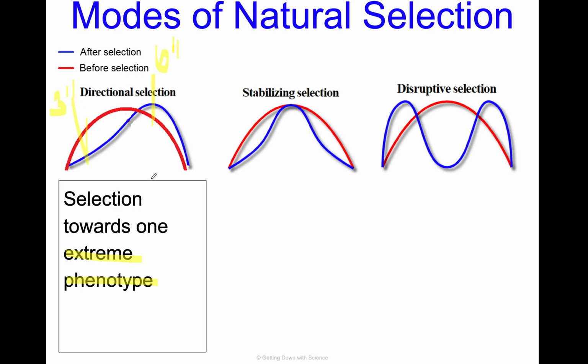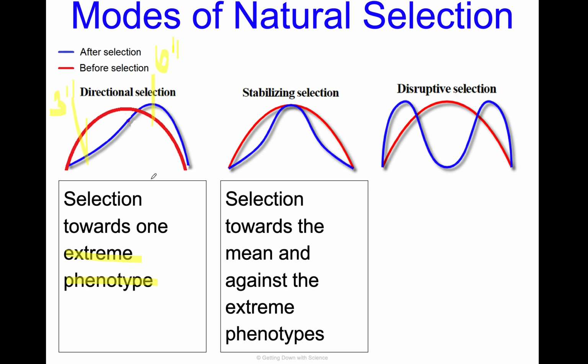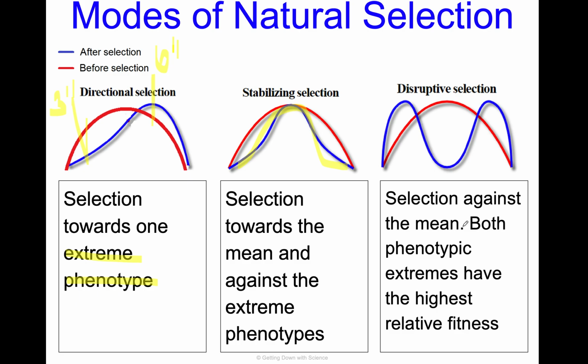Next, we have stabilizing selection, which is mostly what we see when we're looking at natural selection in the real world. It's selection towards the mean and against extreme phenotypes. So somewhere in the middle. And then finally, disruptive selection is selection against the mean, and both phenotypic extremes have the highest relative fitness. So the birds with the 3-inch beaks found their plant that works for them, and the birds with the 6-inch beaks have found their plants that work for them, but everyone in the middle can't find the right food source.